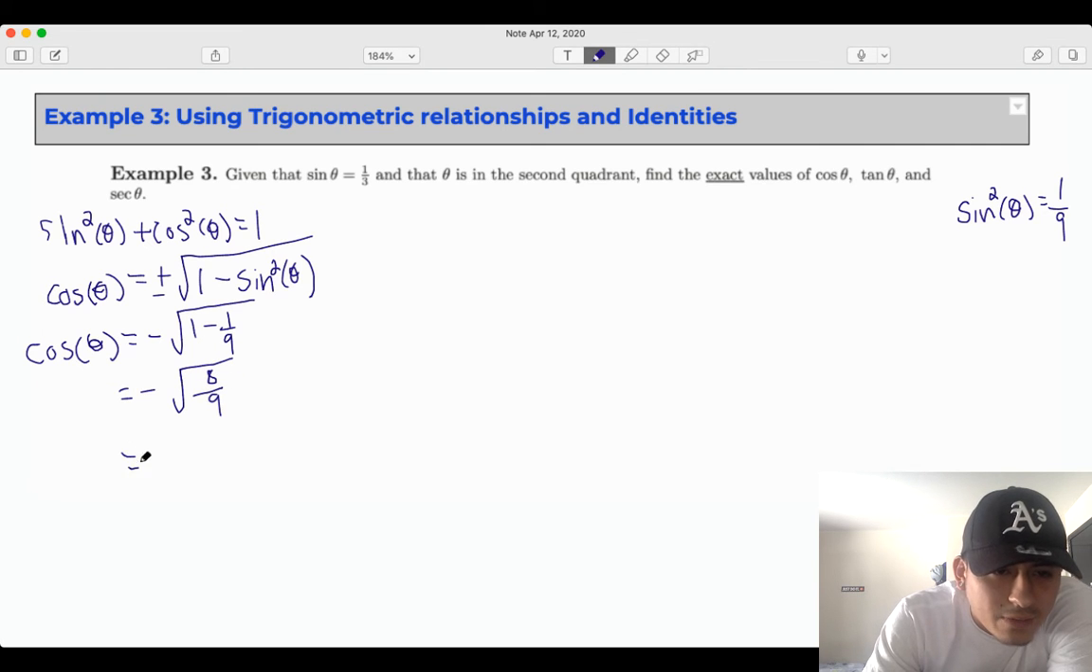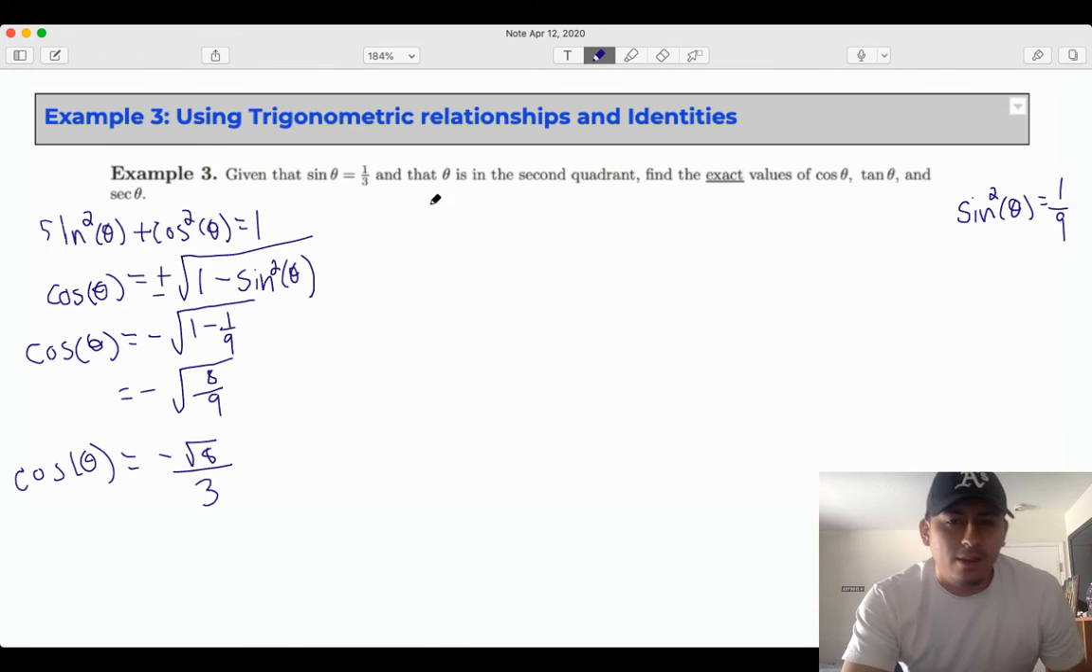And I can simplify this a little bit more. I'm going to get that this is equal to negative square root of 8 divided by 3. So that is what cosine of theta is equal to.